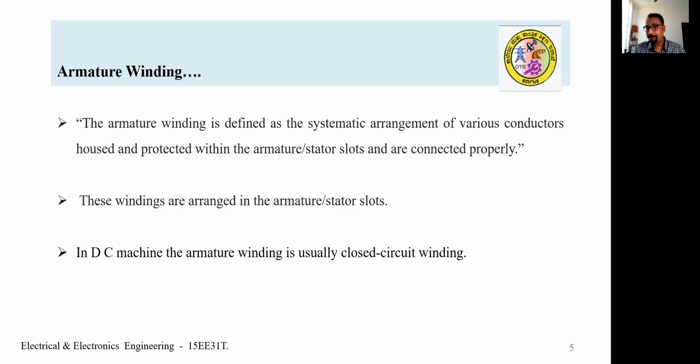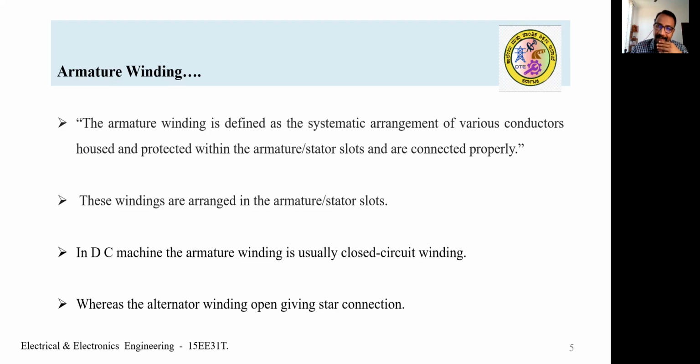But in the case of an alternator, the windings are open. Sorry, the windings are open in an alternator, and in the case of a DC generator, the windings are closed. Hence, alternator winding is also called an open coil winding, which gives a star connection. Usually the stator winding of an alternator is star connected. Why does it have to be connected in star? That was already discussed in the previous session.